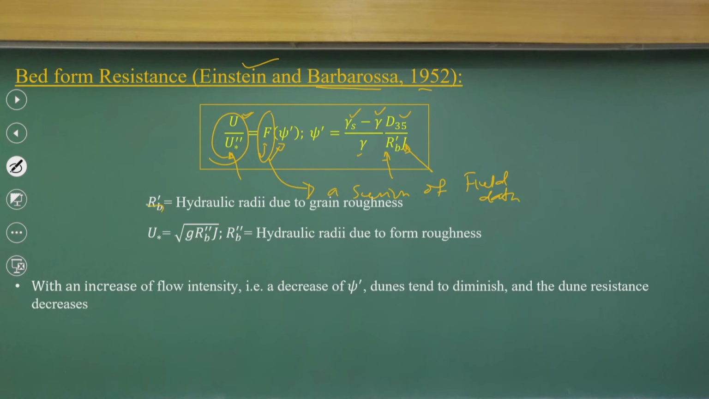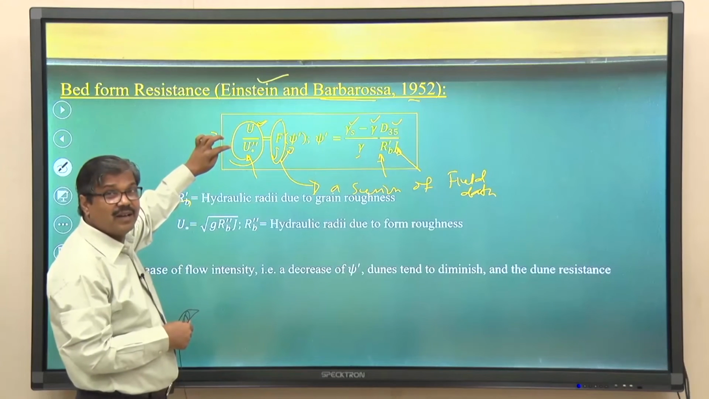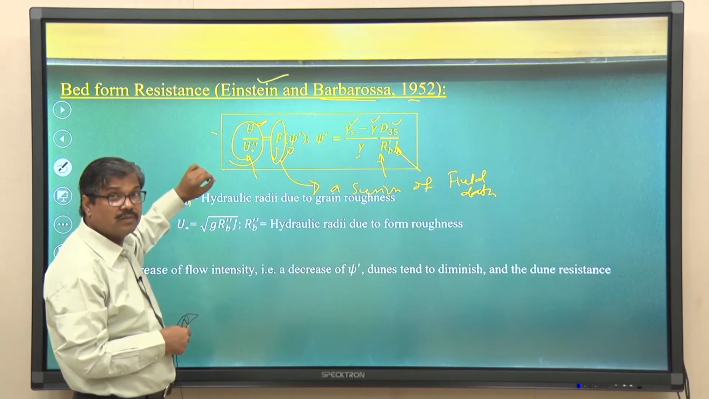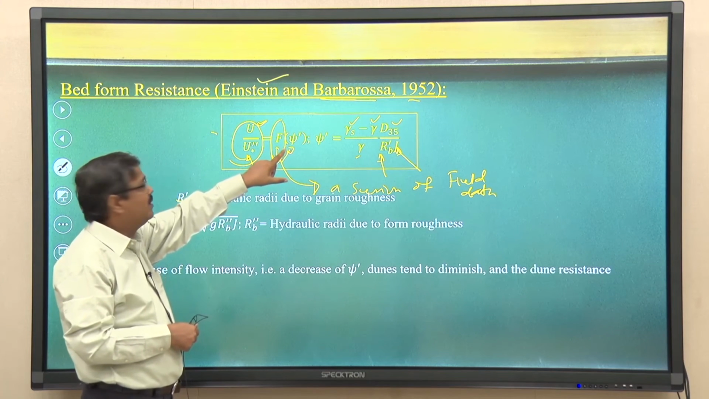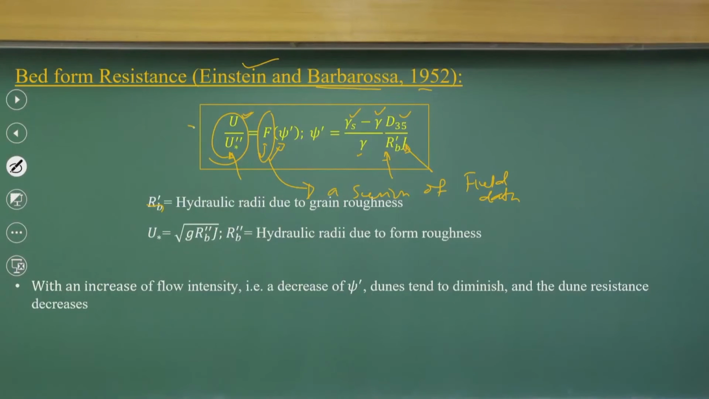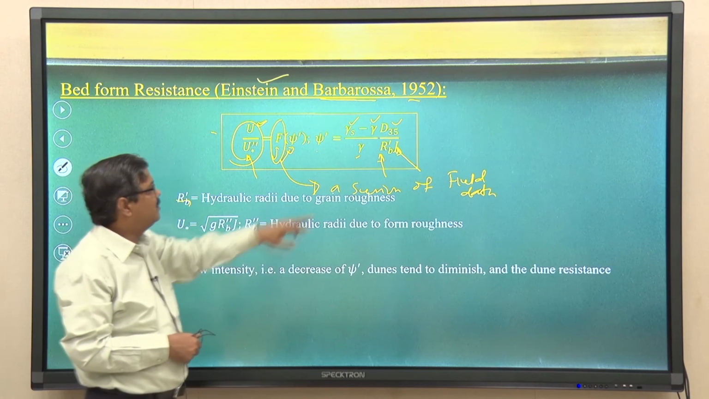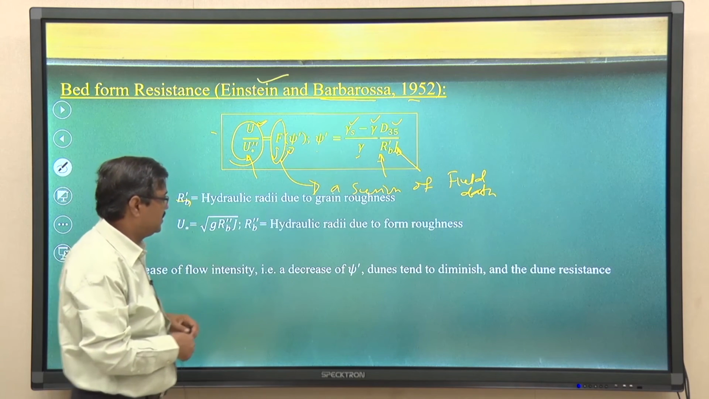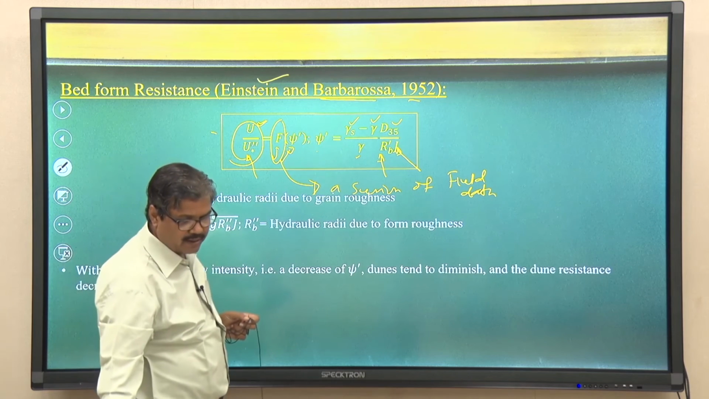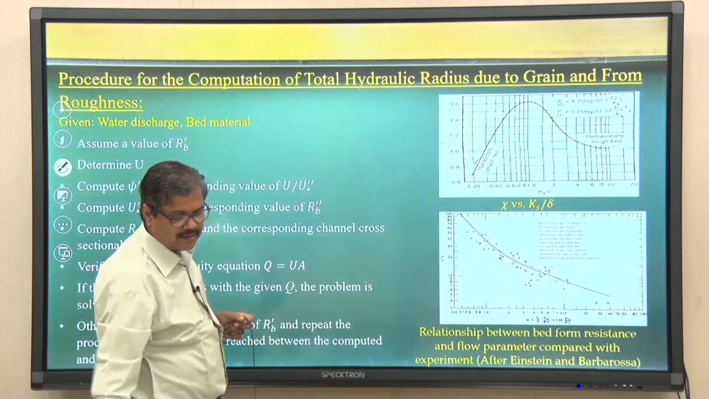One is the ratio between the velocity and the shear velocity due to the bed forms. This ratio is a function of a parameter defined as the sediment Einstein parameter, which is a function of the D35, a function of the hydraulic radius for the grain resistance, and you have the energy slope. That is the relationship. And if you look at the next slides, we can see it.